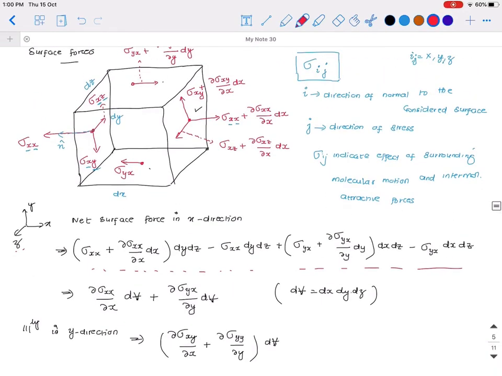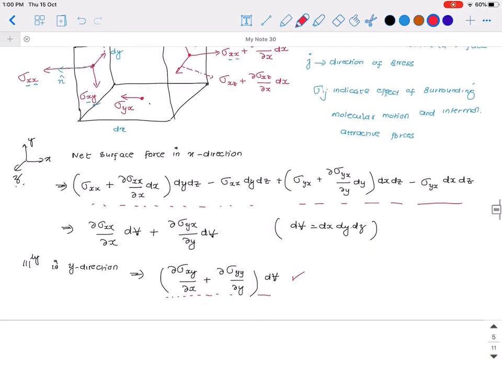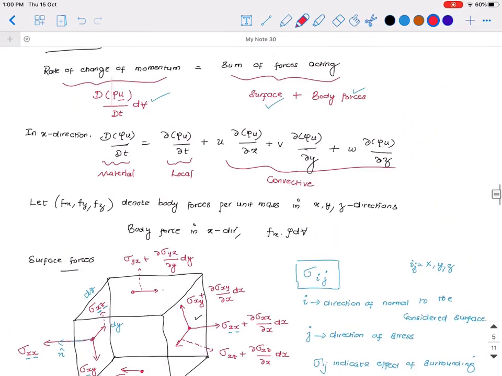Okay, before moving further, you stop here. Take a two-dimensional element, draw all the forces acting on it, and if you want, denote all the stress components acting on it, and then try to derive this on your own. Okay, this is very, very important. Okay, good, so let me move forward. We have rate of change of momentum is equal to sum of forces acting on it. Okay, this we know.